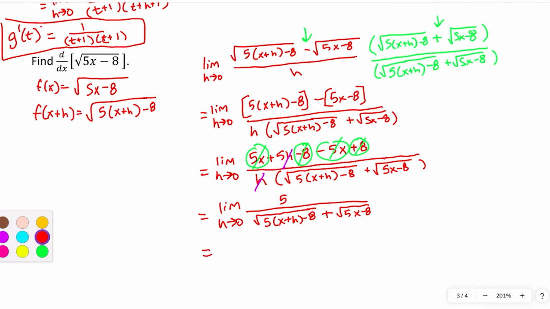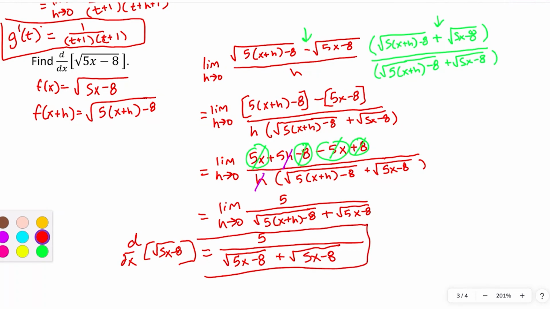We're going to plug in 0 for h. That's going to give me 5 over the square root of 5x minus 8, right, because that h is 0, plus the square root of 5x minus 8. And there we go. This is the derivative. This is d over dx of the square root of 5x minus 8.